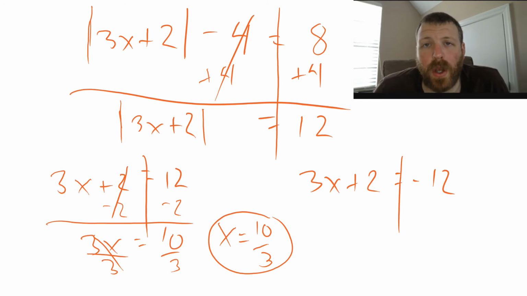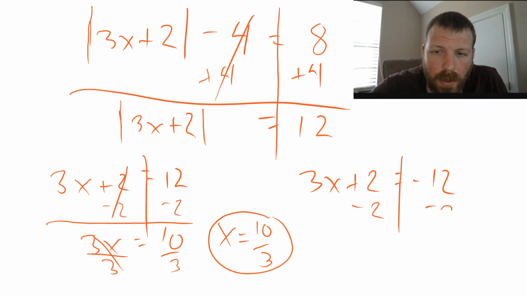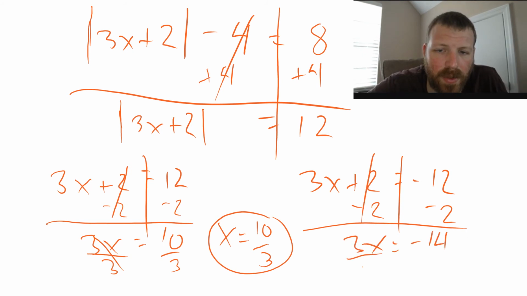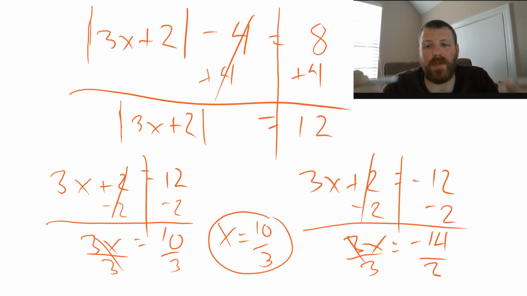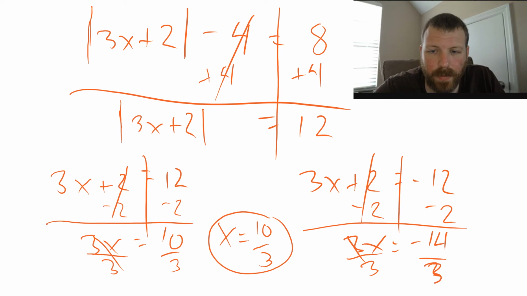Now, we're just going to solve the other side the same way. And if you notice, it's going to be the same progression. It's going to be subtract 2 from both sides, then divide by 3. But notice my answers are going to be different this time, and they're not going to be the opposites. Okay? And so what I get is x equals negative 14 over 3.